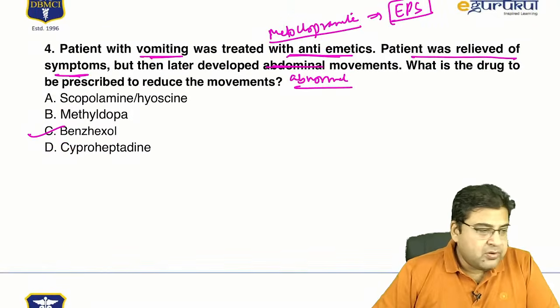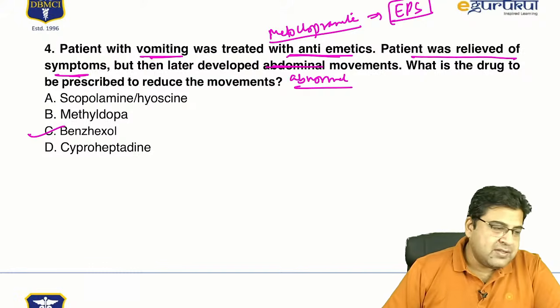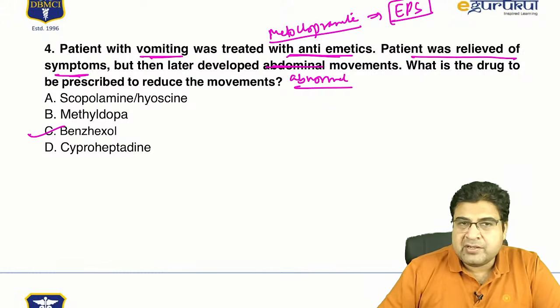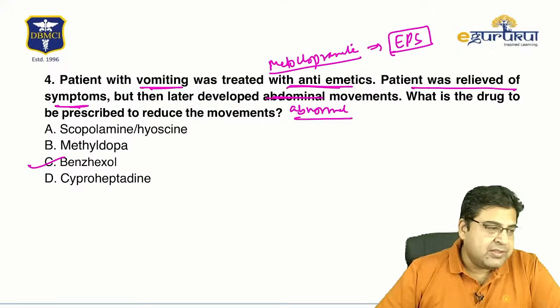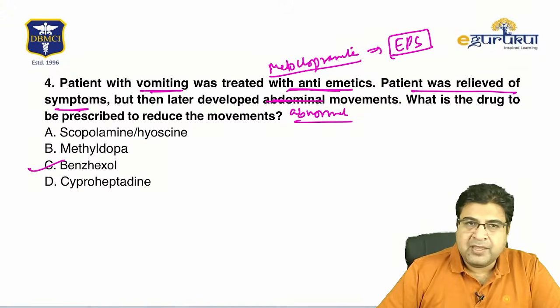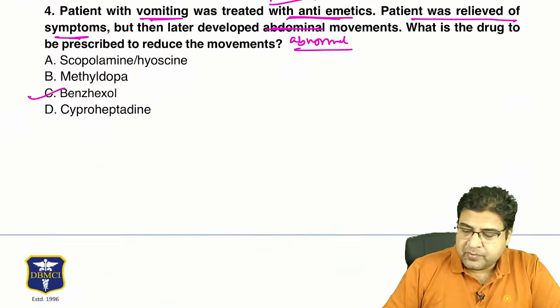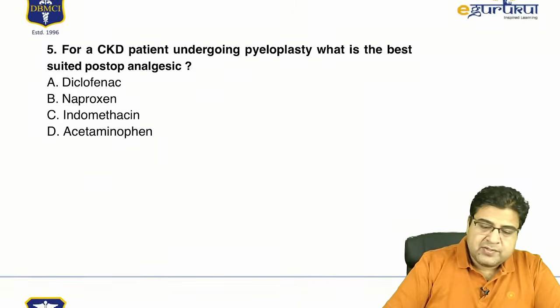So question number 4, the answer is benzhexol. Benzhexol is a centrally acting anticholinergic medicine. This is given for the treatment of EPS. So answer is benzhexol.